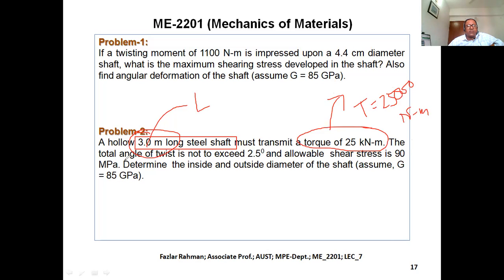The total angle of twist will not exceed 2.5 degrees. That means this is theta. Theta is given. Theta is 2.5 degrees.